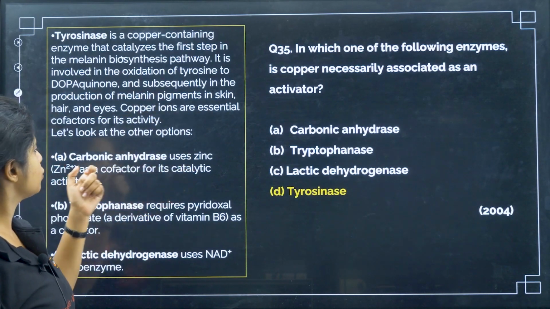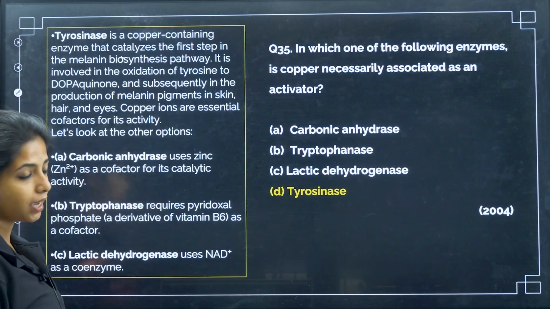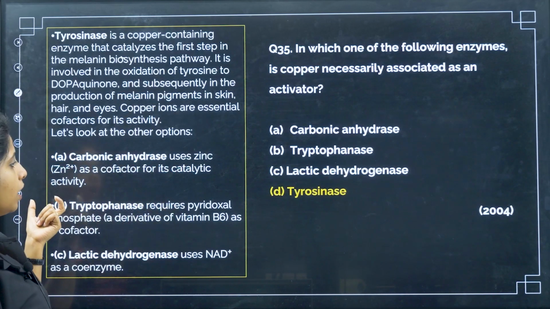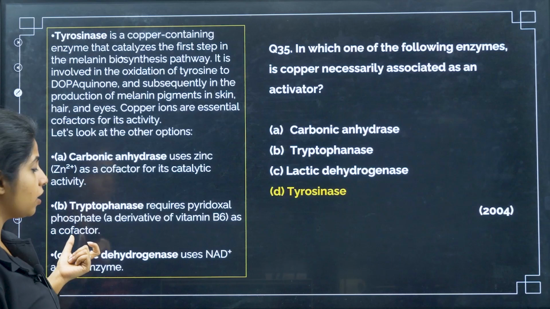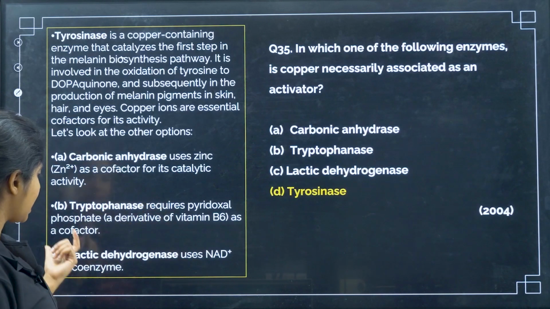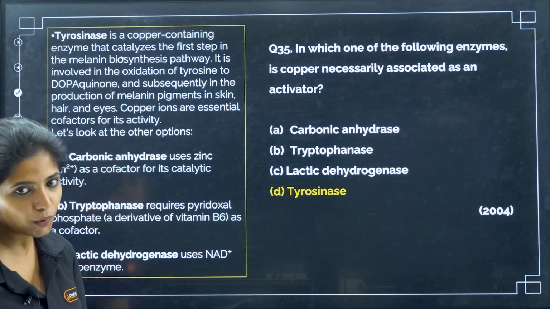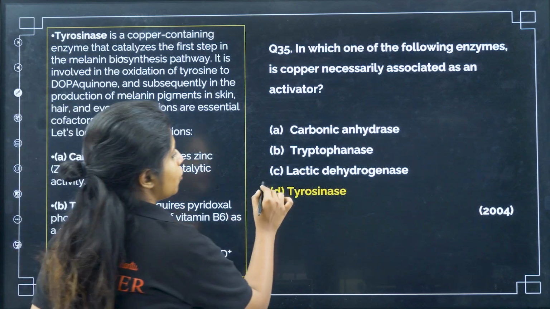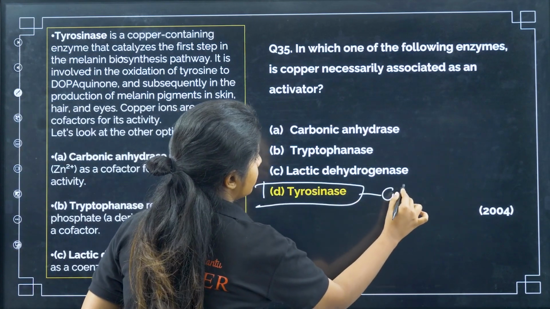Carbonic anhydrase uses zinc as a cofactor. Tryptophanase requires pyridoxal phosphate, a derivative of vitamin B6, right? And lactic dehydrogenase uses NAD plus as a coenzyme. So all of them have different requirements. If we talk about tyrosinase, they need copper.